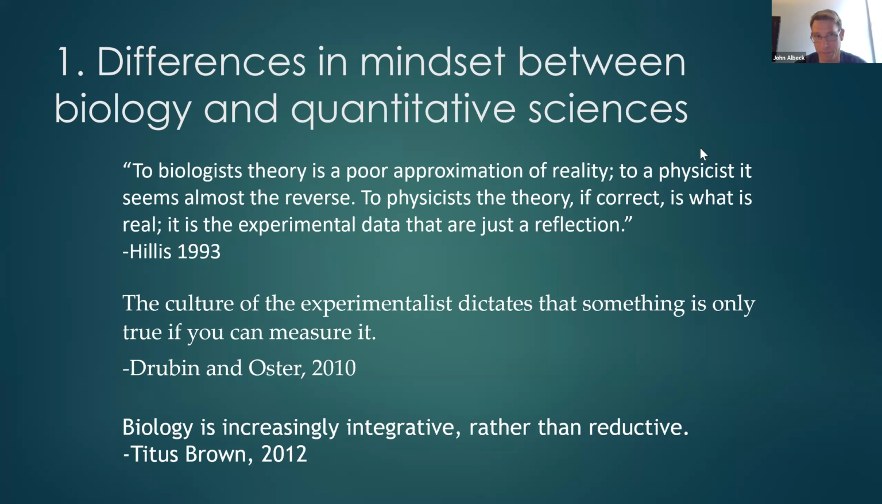Whereas, as Drubin and Oster put it, the culture of the experimentalist dictates that something is only true if you can measure it, right? So there's really this difference in what's the ground truth. Is it what you're seeing with your measurements, or is it the nice theory that explains it all, even if there's wrinkles in the measurements? Especially coming from the physical sciences, there's this gravitation towards simple, neat theories that hold together lots of things. And if the experiment doesn't quite match it, well, maybe we did the experiment wrong. Whereas biologists are more attached to their data, and probably for good reason, right? Simple models often don't explain things very well in biology.